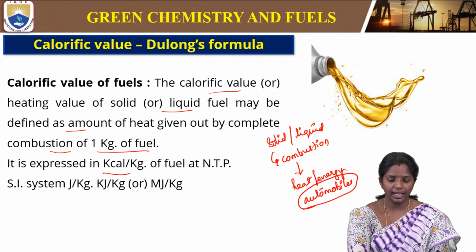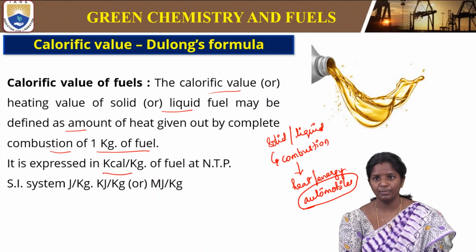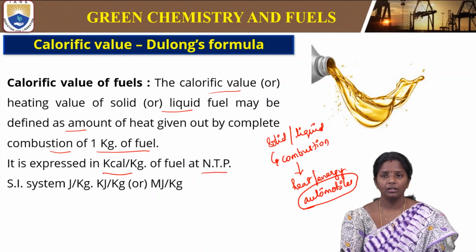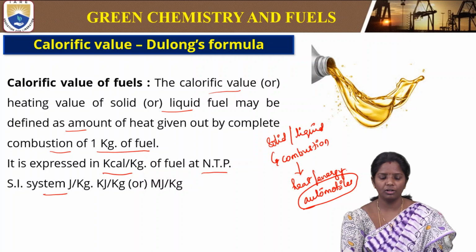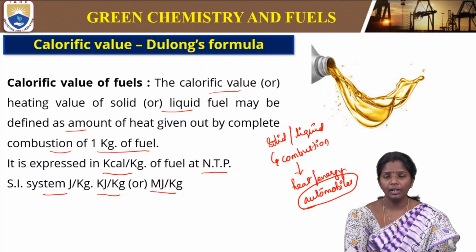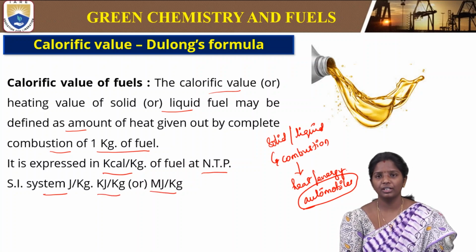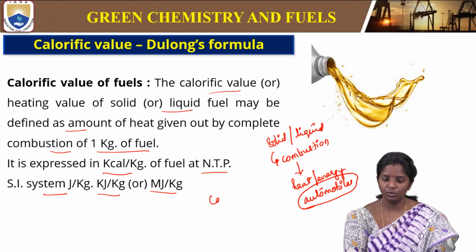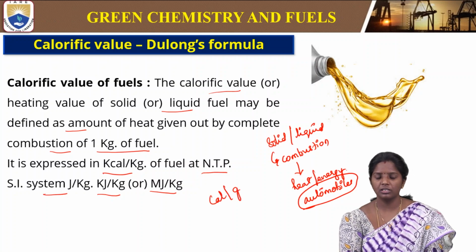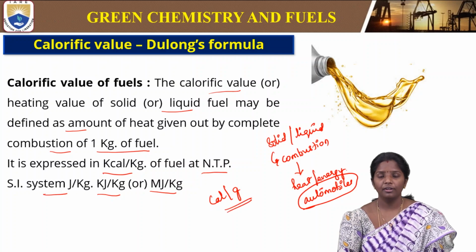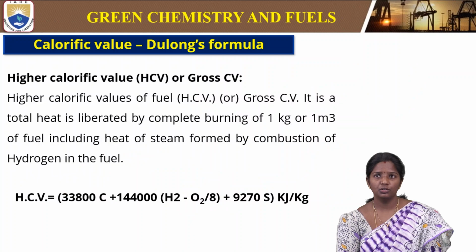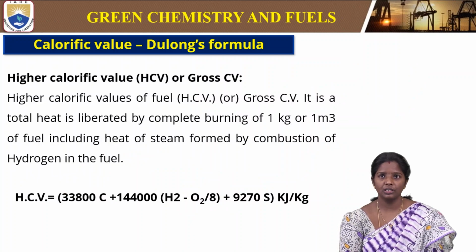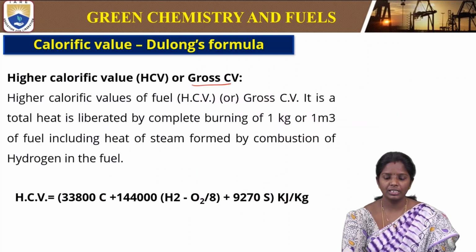This is expressed in kilocalories per kg at normal temperature and pressure conditions. In the SI system, it is joule per kg, kilojoule per kg or megajoule per kg. So these are the different units that are present. There is also a unit, calorie per gram, which can also be used for expressing the calorific value. There are two types of calorific values that are present: higher calorific value or gross calorific value.